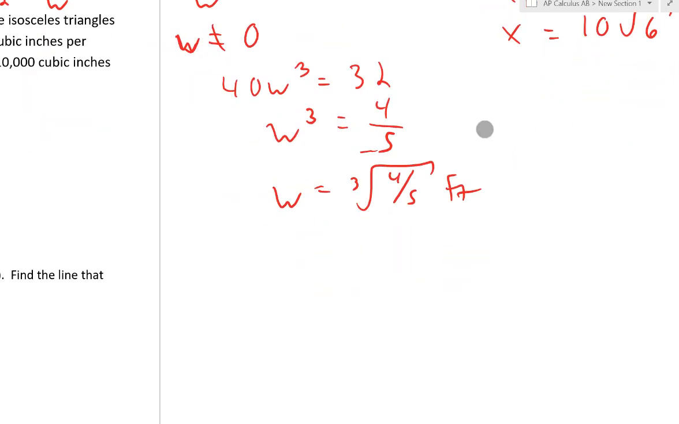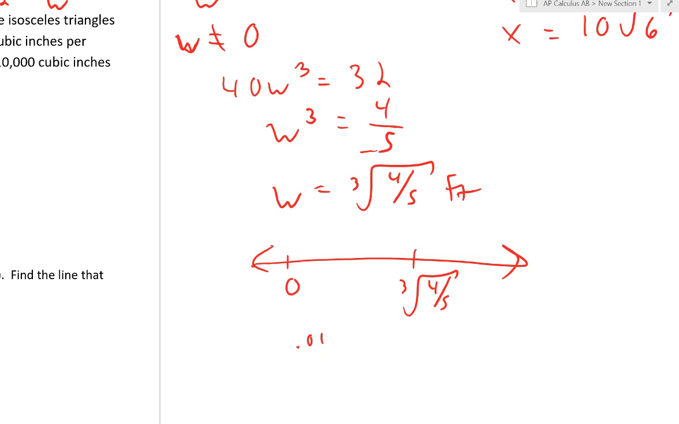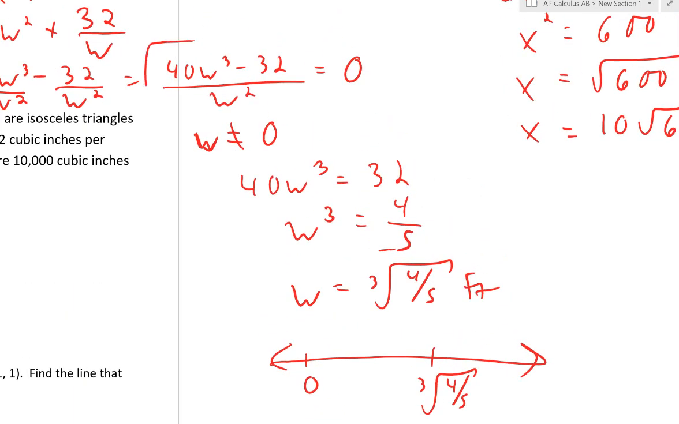Okay, so we're going to make a little sign chart for this. 0 is the least that it could be. The cube root of 4/5. I have no idea what the cube root of 4/5 is, but I know that like 0.01 is less than it. So I'm going to plug 0.01 back into my derivative up here.